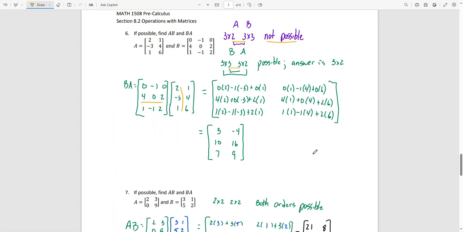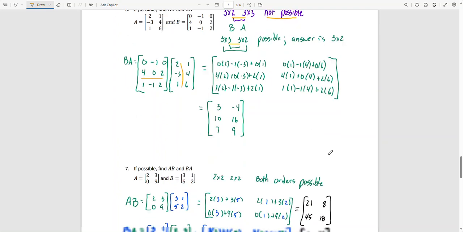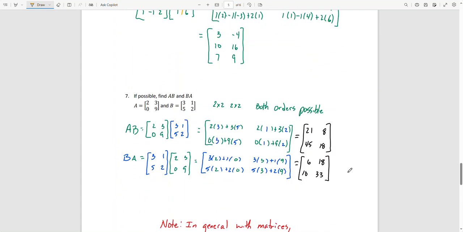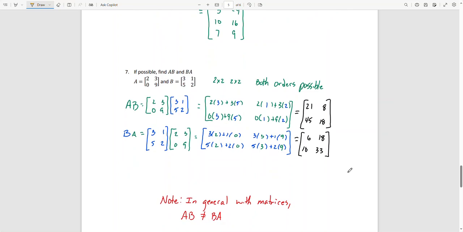All right, so what I did in the seventh example, now I've used colors. So they're both 2 by 2 matrices. When they're 2 by 2, everything's a 2. We can multiply, awesome. We know our answer is also going to be a 2 by 2. So I put A in green and B in blue. So the row 1 of green and the column 1 of blue, row 1, column 1.